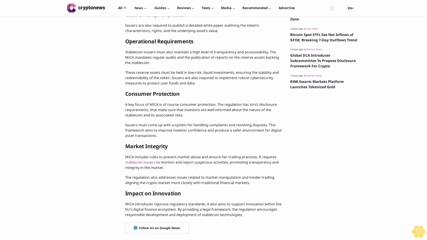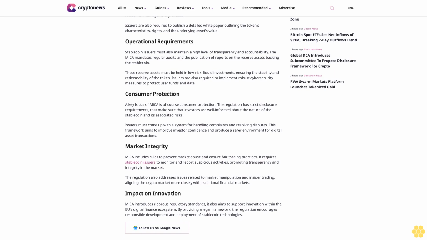Operational requirements. Stablecoin issuers must also maintain a high level of transparency and accountability. MiCA mandates regular audits and the publication of reports on the reserve assets backing the stablecoin. These reserve assets must be held in low-risk, liquid investments, ensuring the stability and redeemability of the token. Issuers are also required to implement robust cybersecurity measures to protect user funds and data.